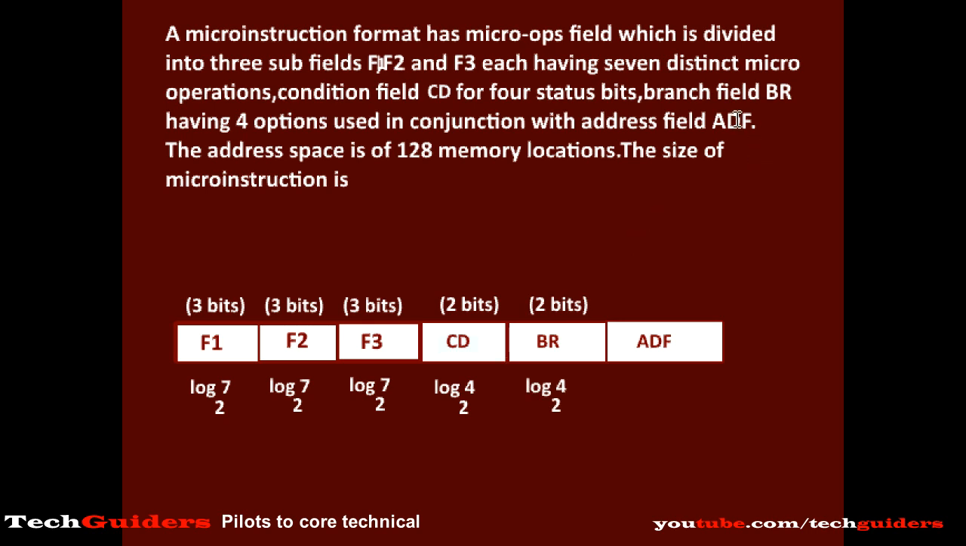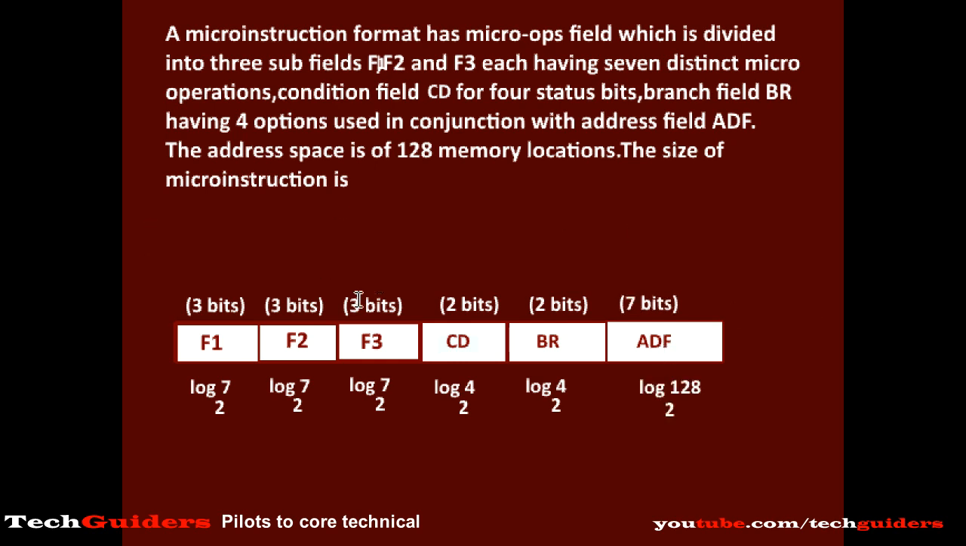Finally, the address field, given the address space of 128 memory locations. There are 128 memory locations in the control memory address space. So how many bits are required in the address field? 128 is 2 power 7. 7 bits are required in the address field.